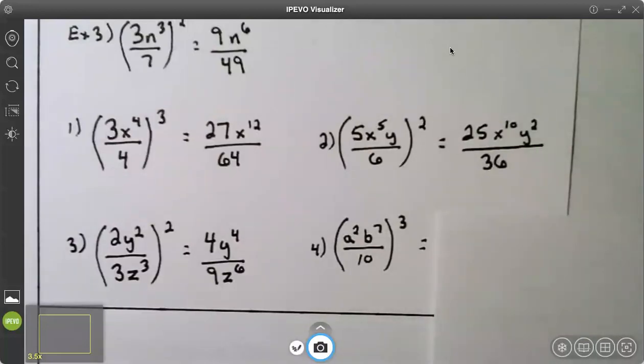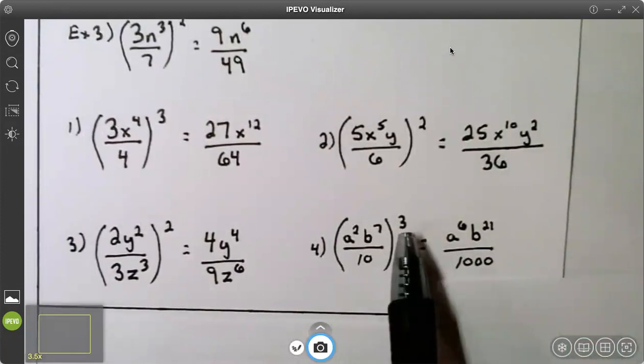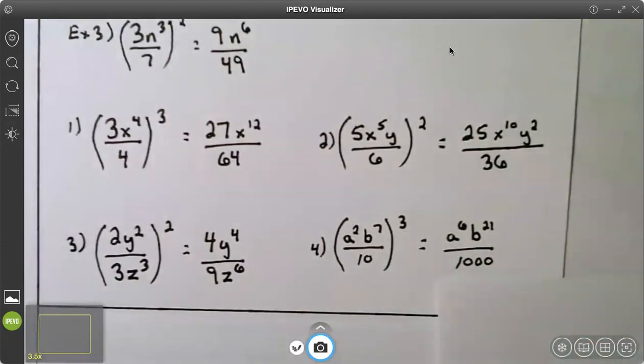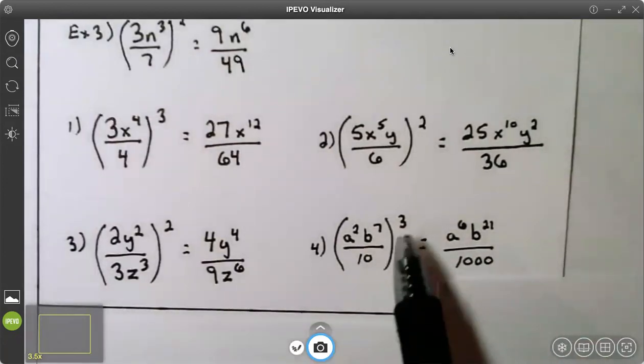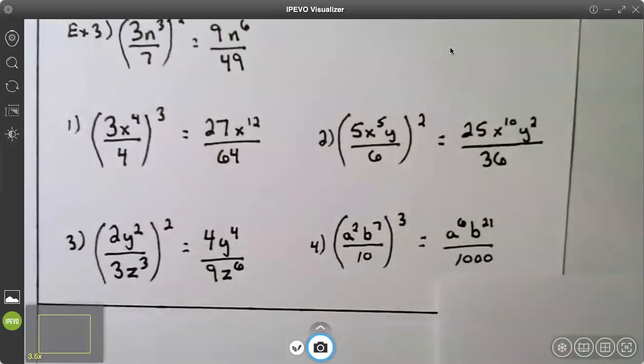Number 4. Well, number 4 up top. 3 times 2 gives me 6 a's. 3 times 7 gives me 21 b's. And 10 cubed is 1,000. If you have a base of 10, it's really easy with exponents. An exponent of 2 would be 2 zeros. An exponent of 3 would be 3 zeros. An exponent of 4 would be 4 zeros. 10 to a power is easy to write. So 10 to the third power means I have 3 zeros, is 1,000. a to the 6th, b to the 21st over 1,000.